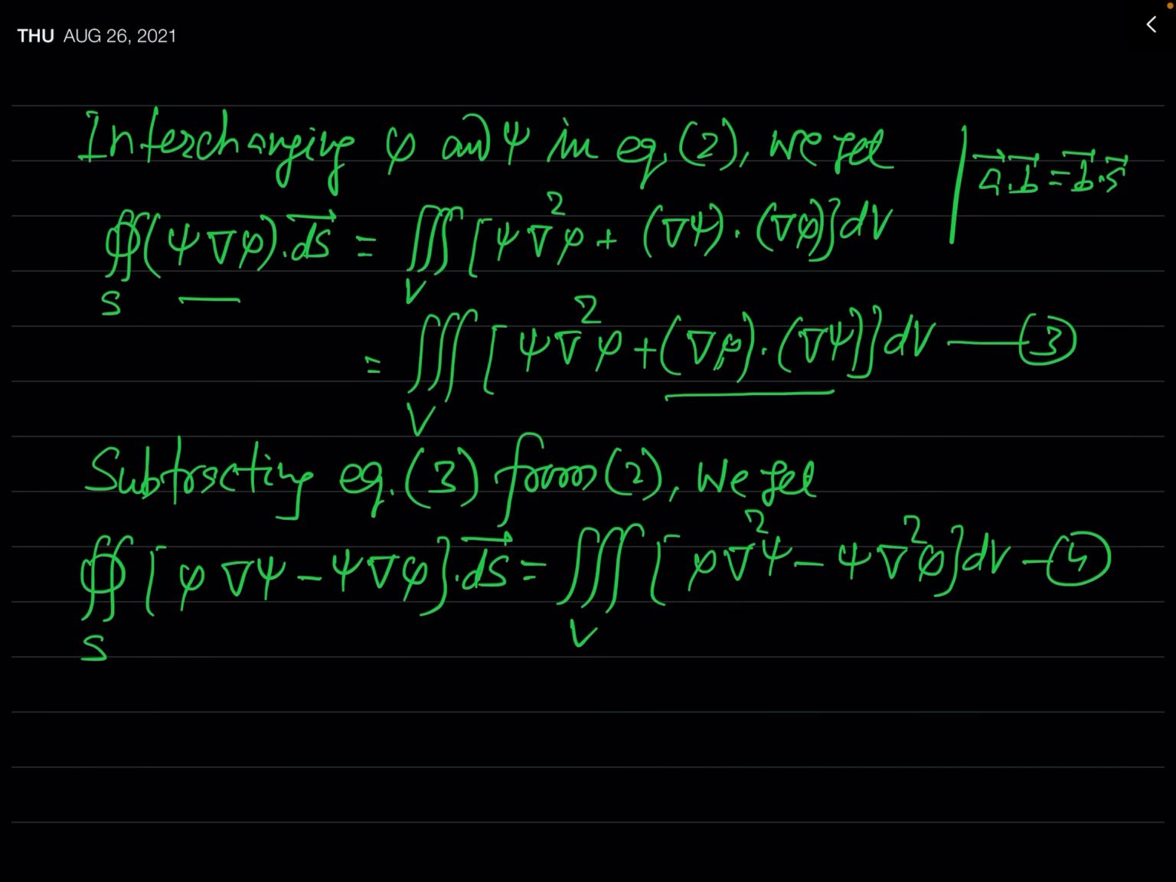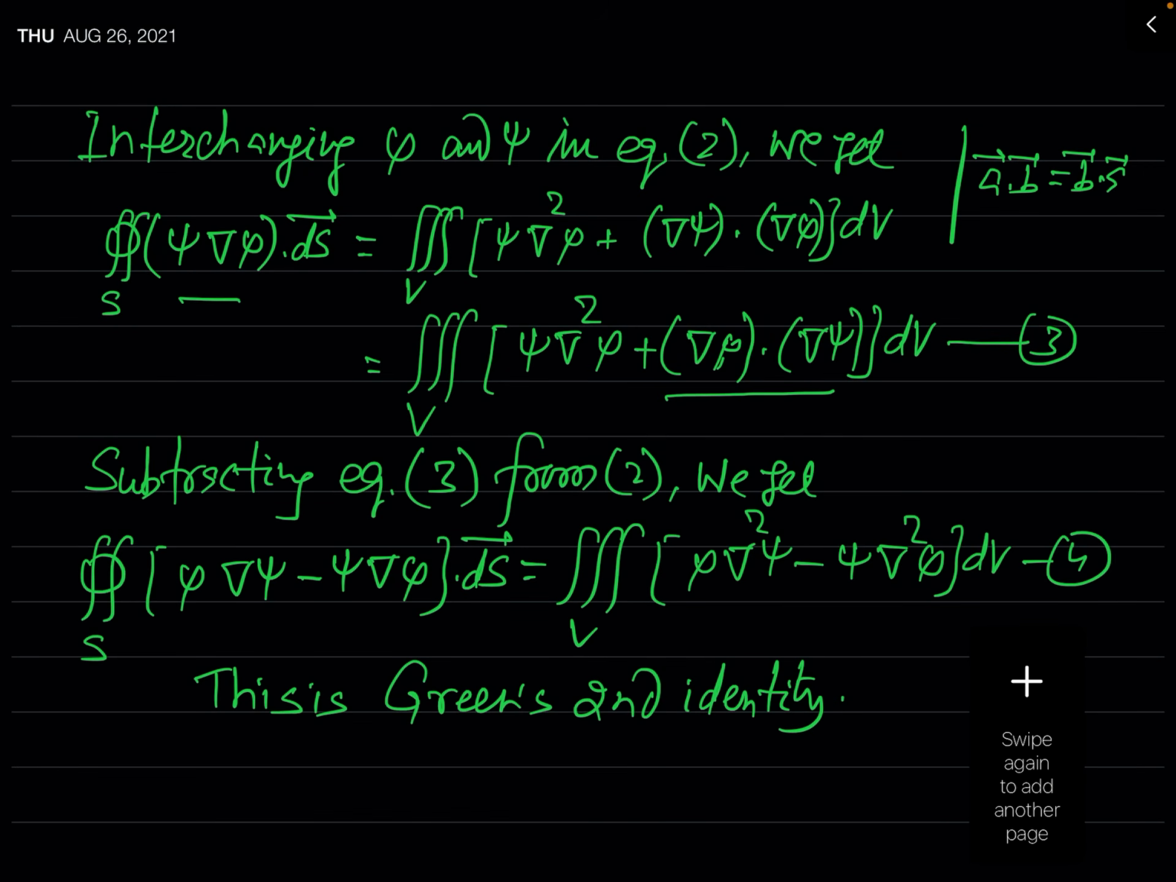And see, this equation 4 is simply Green's second identity, or you call it Green's symmetrical theorem. So you have seen how easily we can prove or derive the Green's identities by the use of Gauss's divergence theorem.